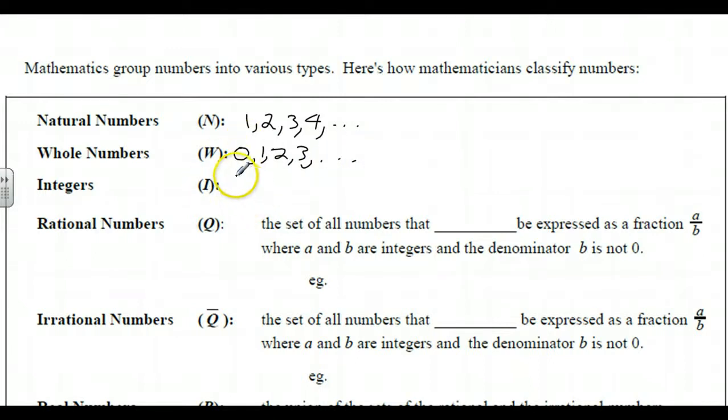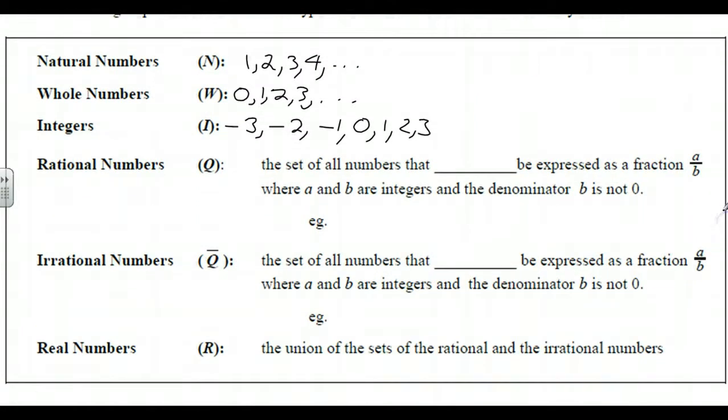Integers. Now we get into the temperatures we're going to be entering soon. So negative numbers: -3, -2, -1. 0 is included as an integer, and then into the natural numbers. So from the negatives through the wholes and into the natural numbers.